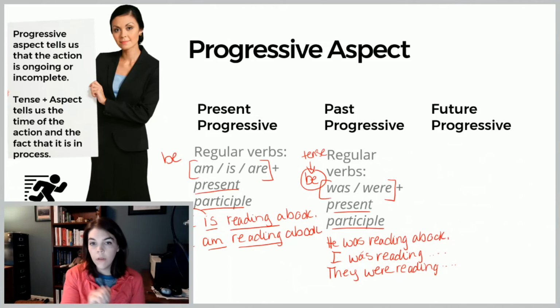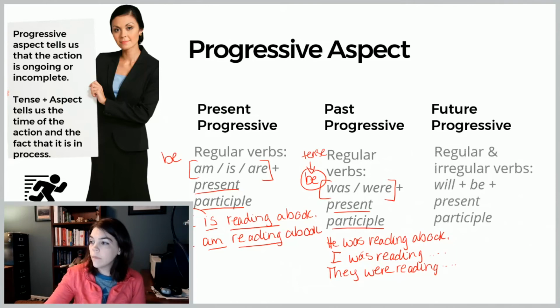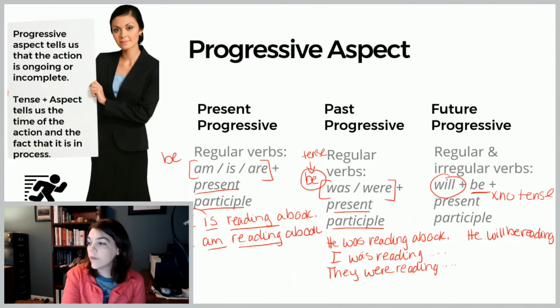So keep that in mind as we look at future progressive. In future progressive, we also have a form of be, and we have the present participle, and we have will. The difference is that this be here is not going to have a tense on it. And the reason for that is will carries the tense. Will tells us future. And so we don't need to change be at all. So let's take our example. He will be reading a book. Sorry that those don't look like three separate words. And the same is true for other subjects too. I will be reading a book, they will be reading a book, you will be reading a book.